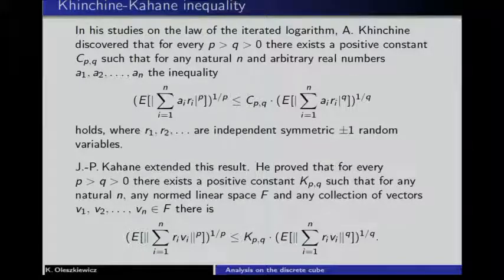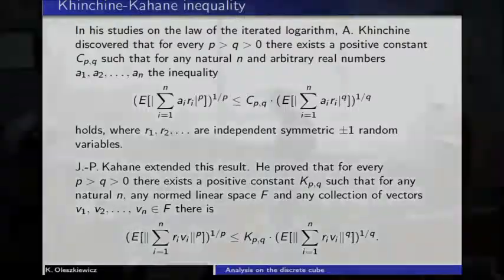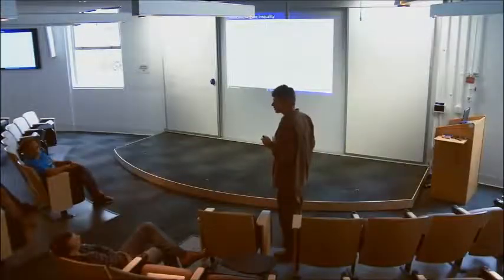The Gaussian case actually is known, and these constants are known to be equal in the Gaussian case. So that's another reason to believe that in the Rademacher case it should be similar, but somehow the methods from the Gaussian case don't seem to be transferable to the Rademacher case. So this fact that the pth and qth moments can be compared holds for symmetric plus minus 1, Gaussian, and for great many random variables.